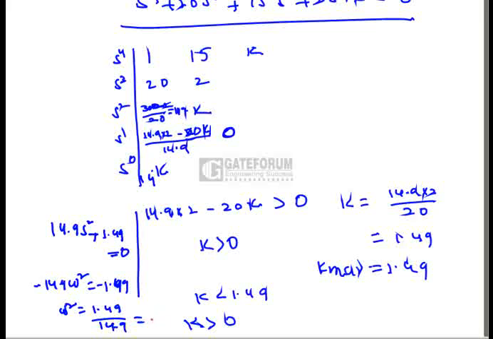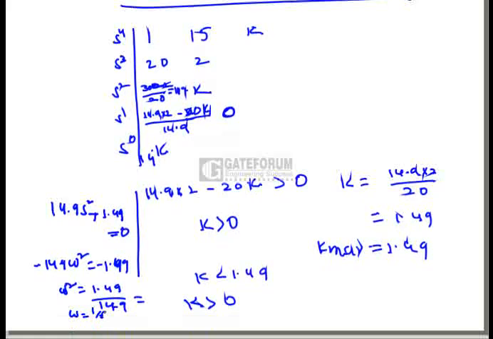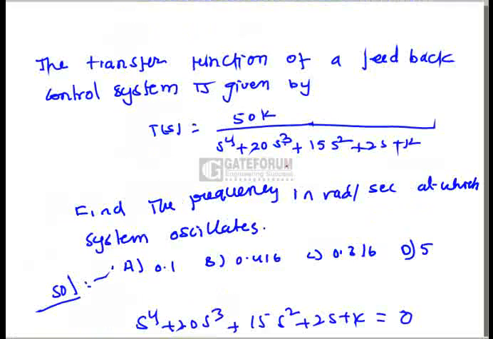So from this, what we'll get is omega square equal to 1.49 by 14.9. With this, omega equals the square root of 1 by 10, and this value is approximately 0.316 radians per second. So that's why we have to go for option C. Option C is 0.316 radian per second.